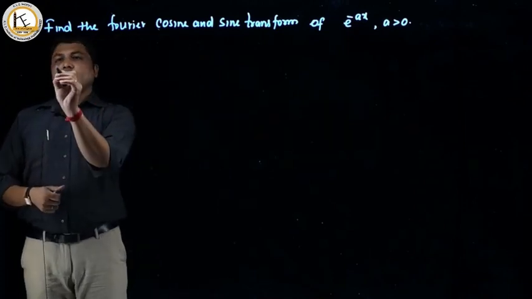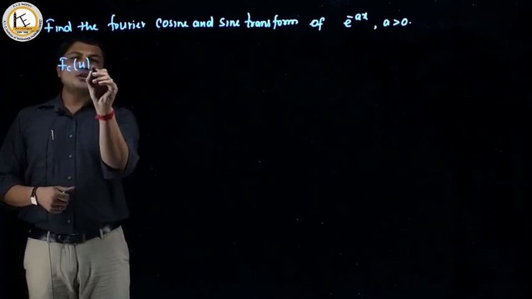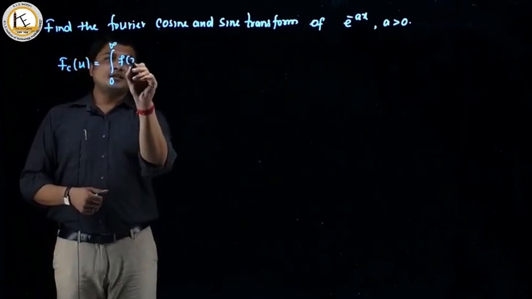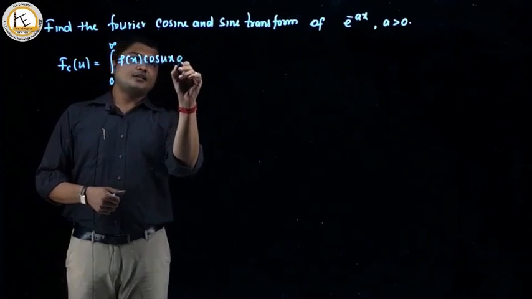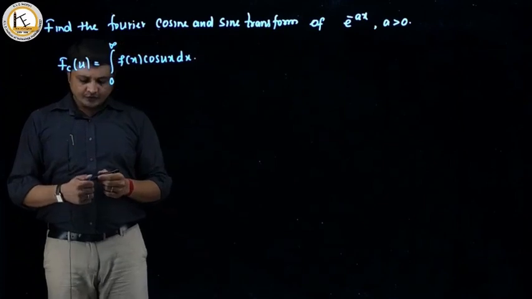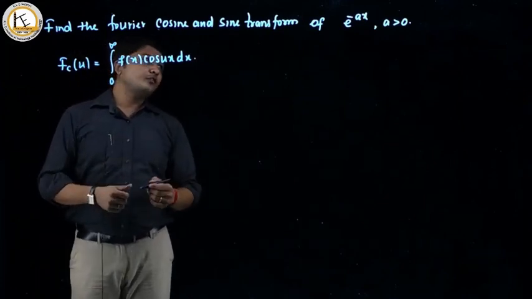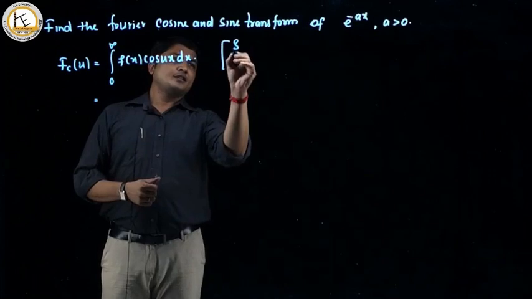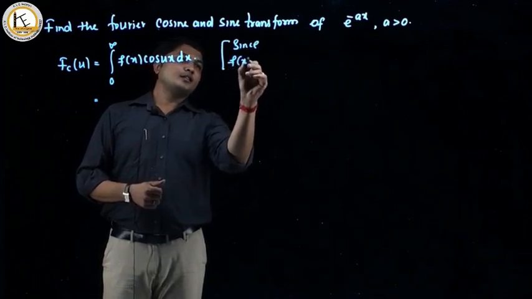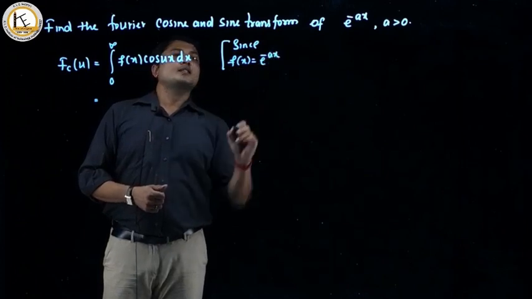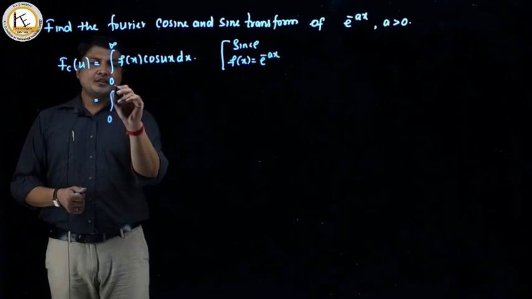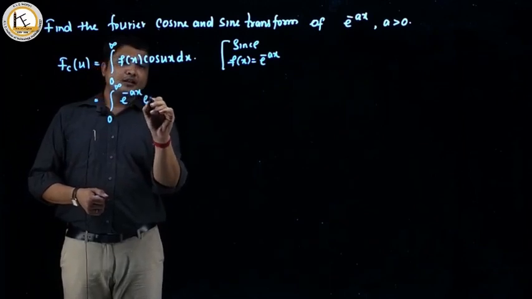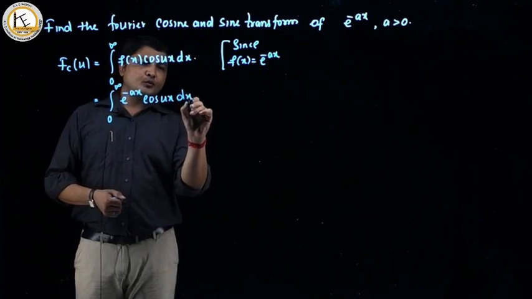So let us take a cosine transform, that is fc of u is equal to integral between 0 to infinity f of x into cos of ux with respect to x. So first we find the cosine transform, later for the same function we will find a sine transform here. Since we know that f of x is given, that is nothing but f of x is equal to e raised to minus ax. So substituting this f of x in the cosine transform, we have e raised to minus ax into cos ux with respect to x.